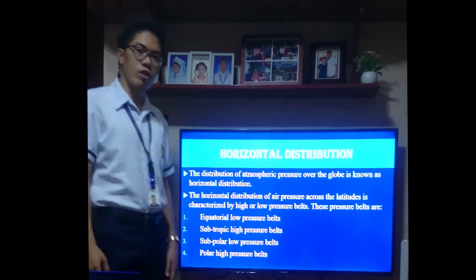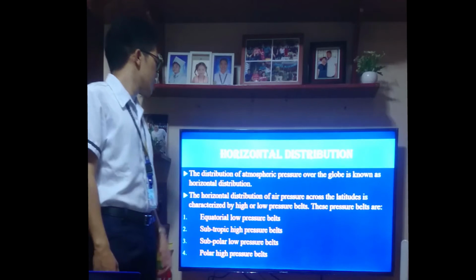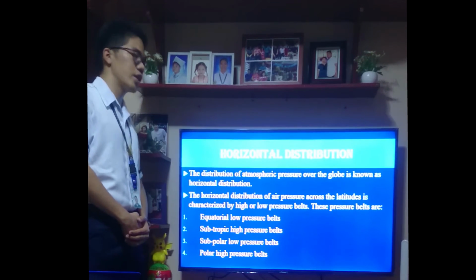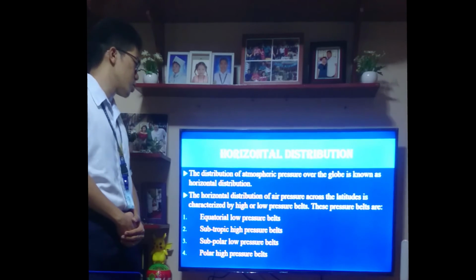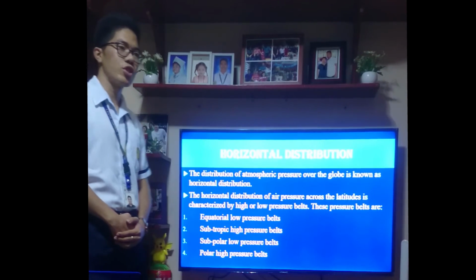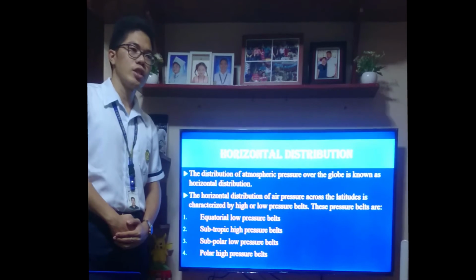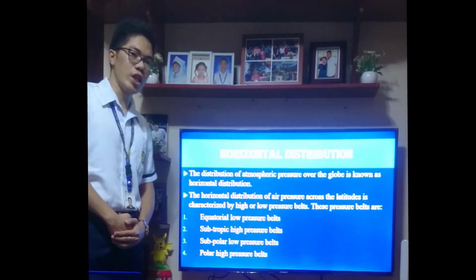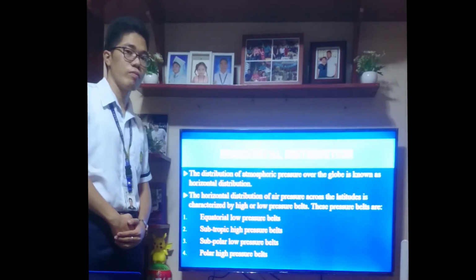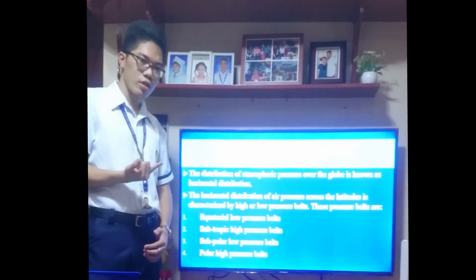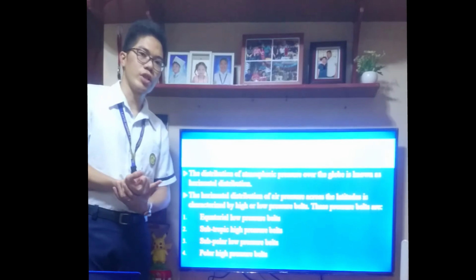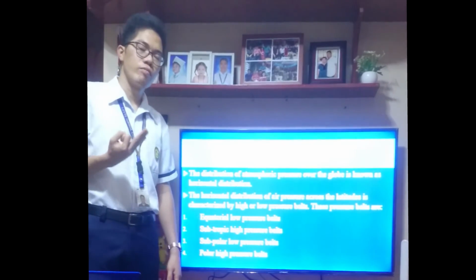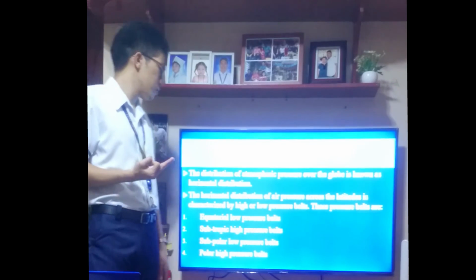So next, we have the horizontal distribution. The distribution of the atmospheric pressure over the globe is known as the horizontal distribution. In horizontal distribution, we have to take note of these three factors which are responsible for the variation in the horizontal distribution of the air pressure. We have the Earth's temperature, air temperature, the Earth's rotation, then last we have the presence of the water vapor.